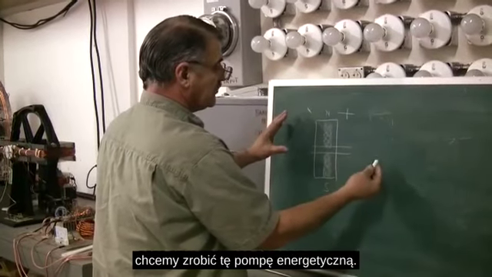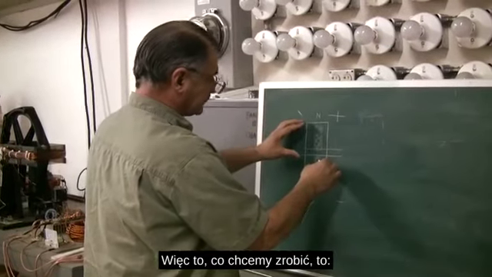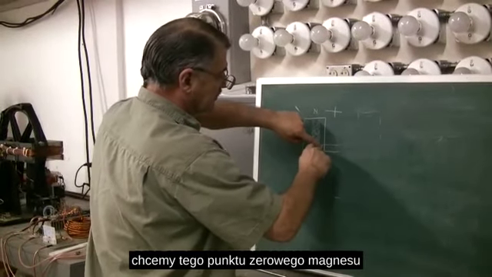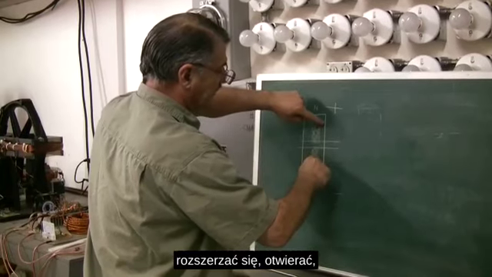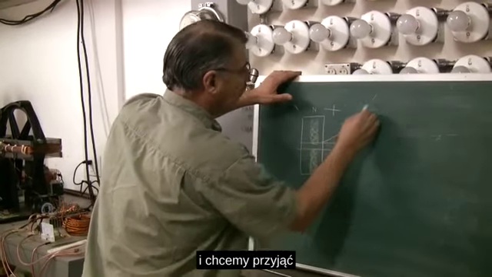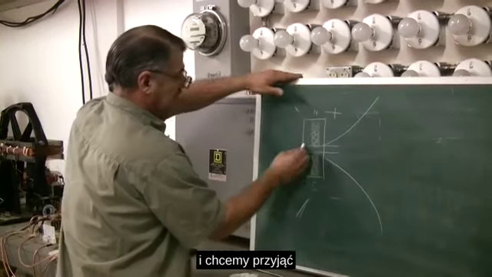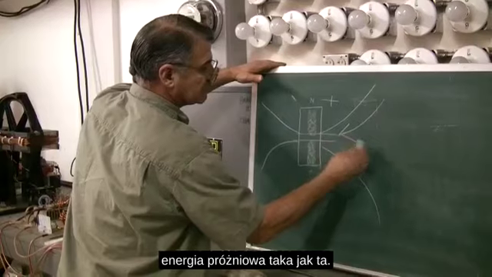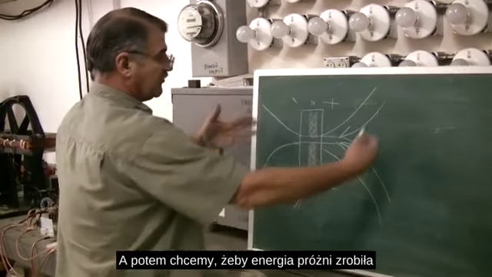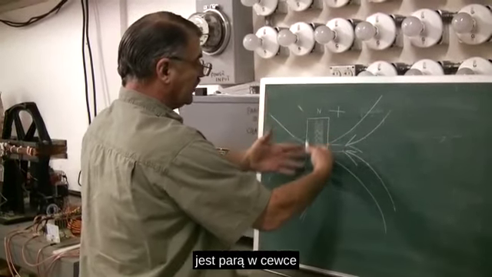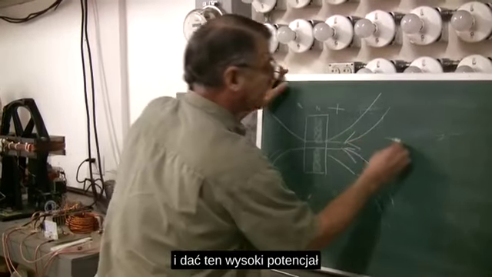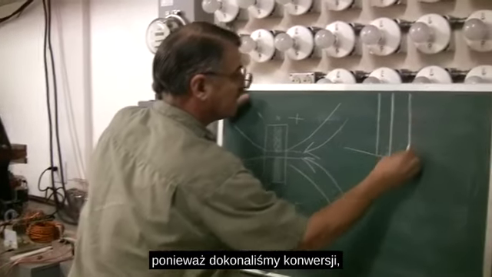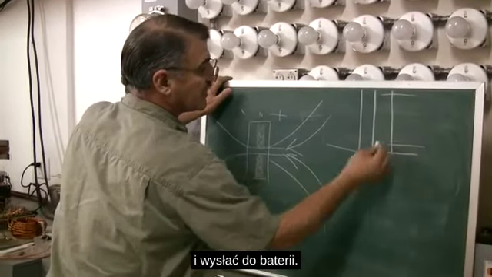What we want to do is make this energy pump. So when we let this loose, we want the zero point of the magnet to expand open, and we want to intake the vacuum energy like this. Then we want the vacuum energy to couple in the coil and give that high potential, because we've done the conversion. And this is what we take and send to the battery.